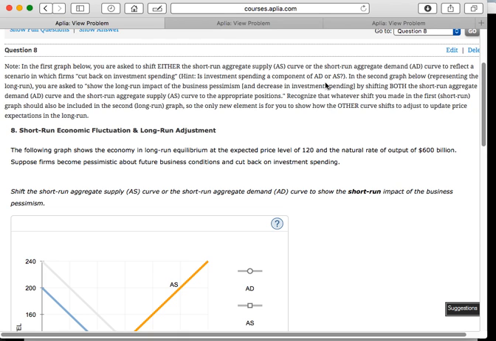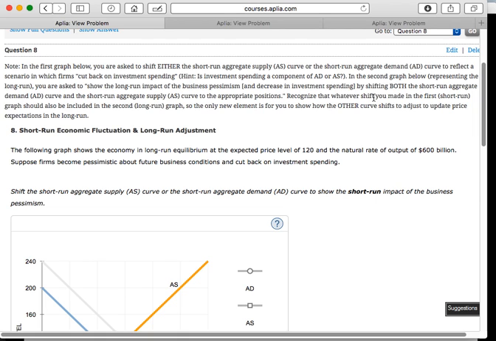In the second graph below, representing the long run, you were asked to, quote, show the long-run impact of the business pessimism and decrease in investment spending by shifting both the short-run aggregate demand curve and the short-run aggregate supply curve to the appropriate positions. And I emphasized the word both, which isn't bold in the original, but I all-capped it here so you understand.